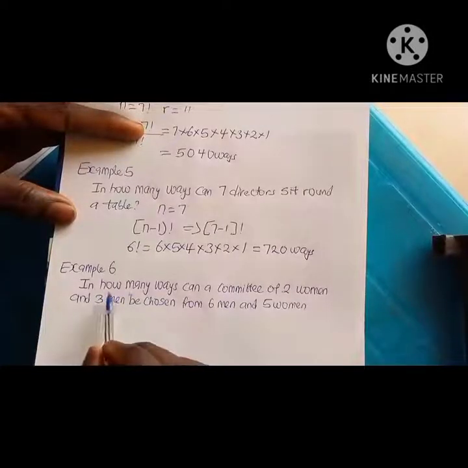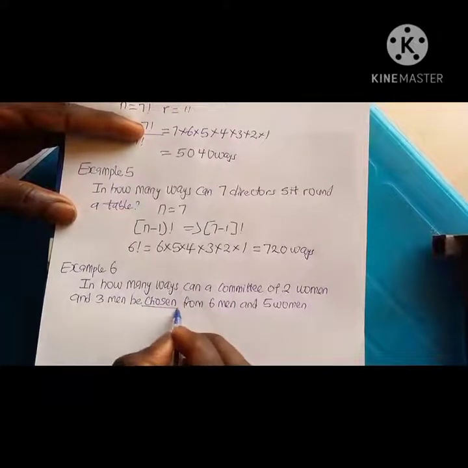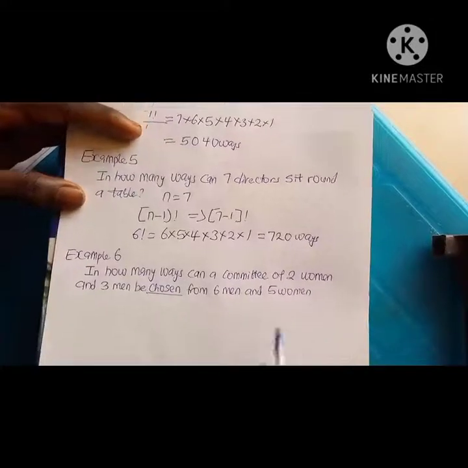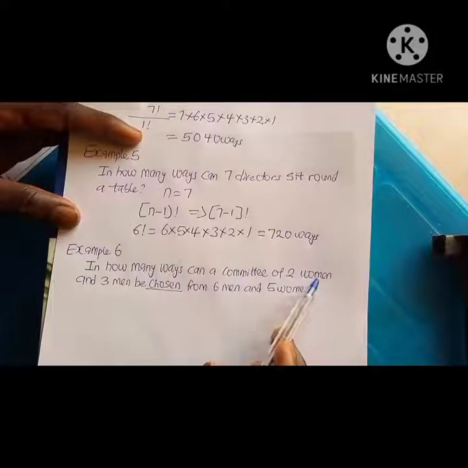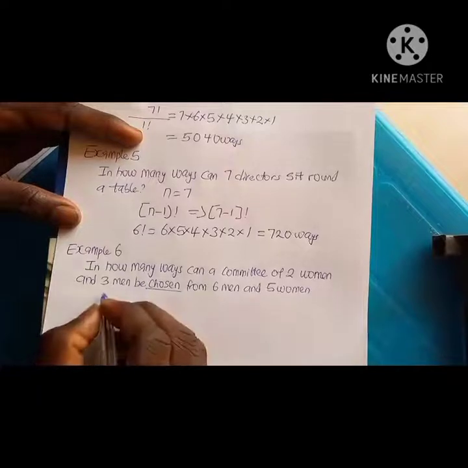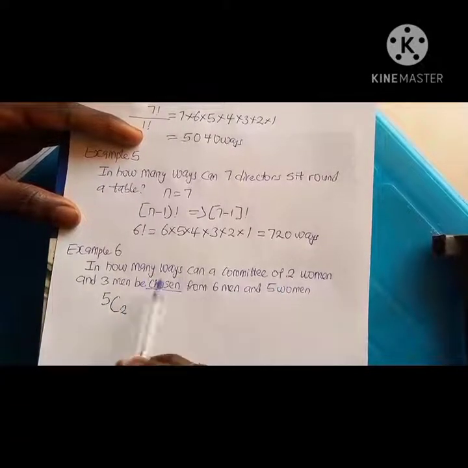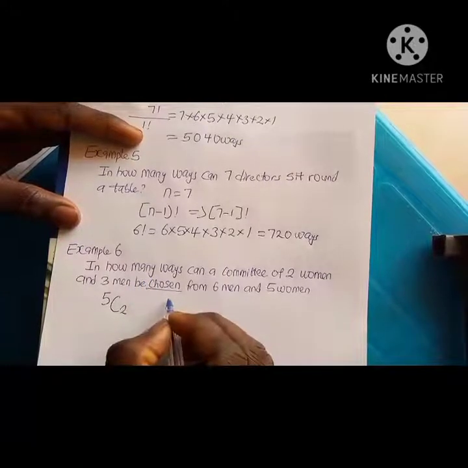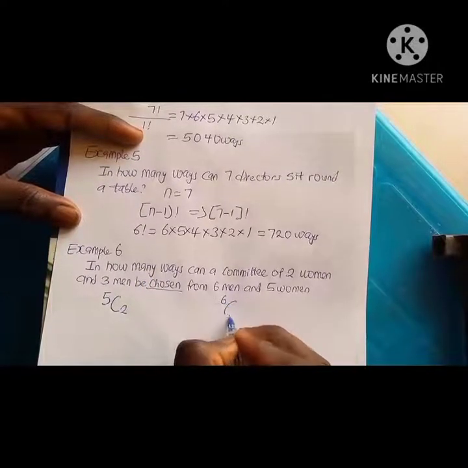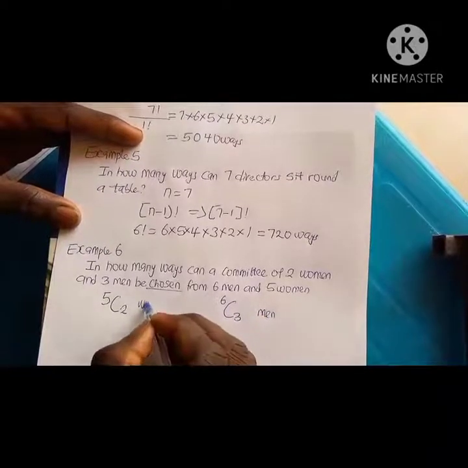Now this is another example. In how many ways can a committee of 2 women and 3 men be chosen from 6 men and 5 women? From the word choosing, this is a combination question. Don't forget that. They said 2 women, then out of 5 women. That shows a committee has to be selected 2 out of 5, and 5 is the greatest one. So we are going to have 5 combination of 2. This is for women. Then they said 3 men from 6 men. That shows we are having 6 combination of 3. This is for men and this is for women.